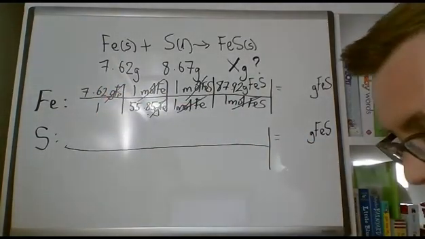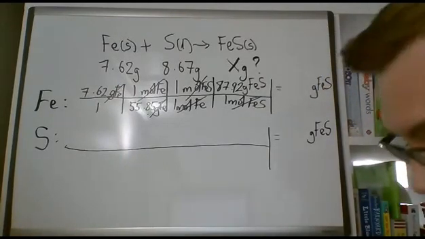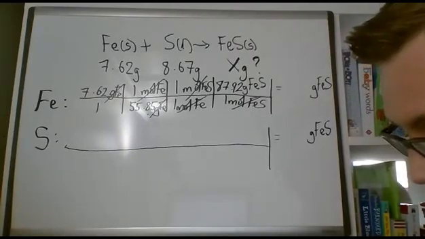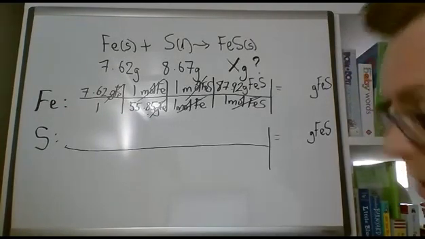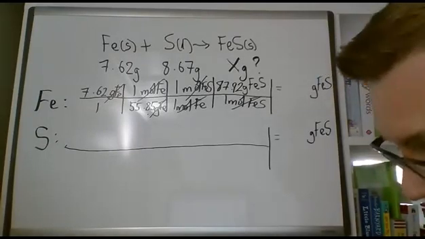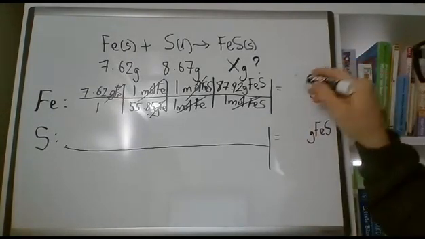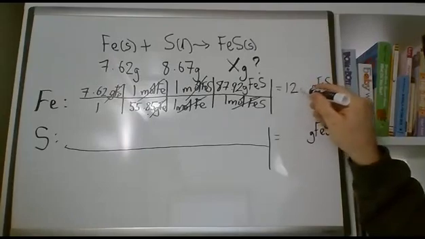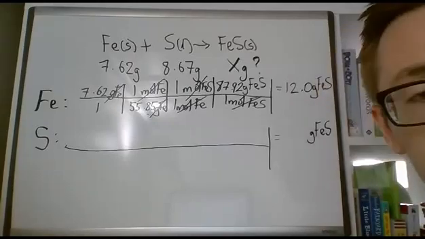Okay, so if I run those numbers forward, I have 7.62 multiplied by 1, multiplied by 1, multiplied by 87.92, and then divided by 55.85, which equals 11.9, so basically 12. It rounds to 12. 11.995.